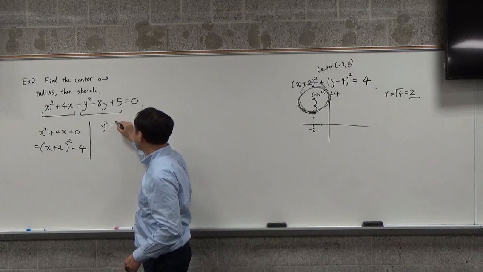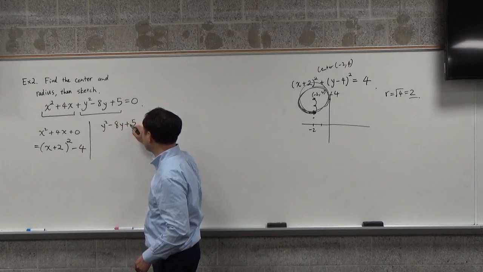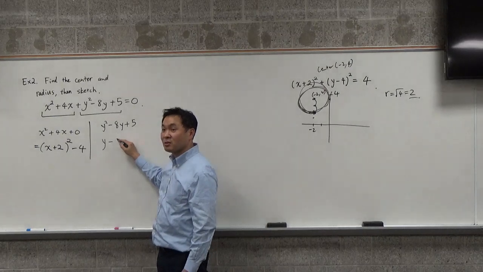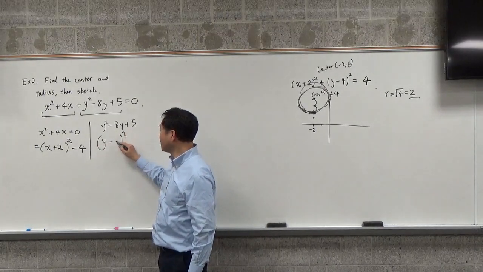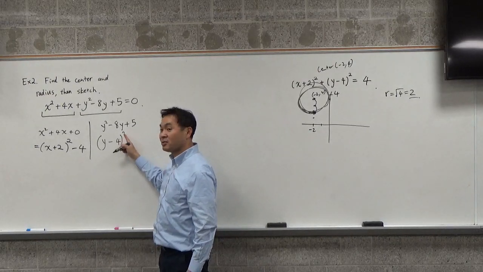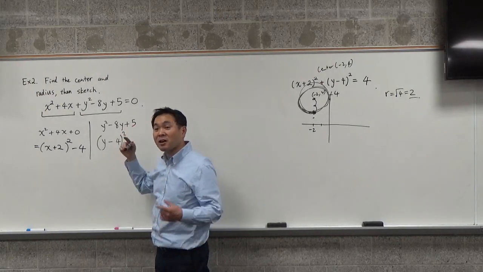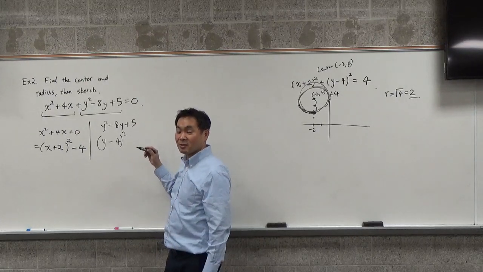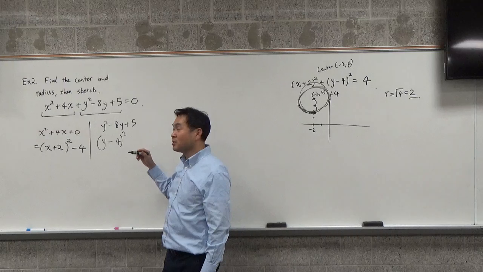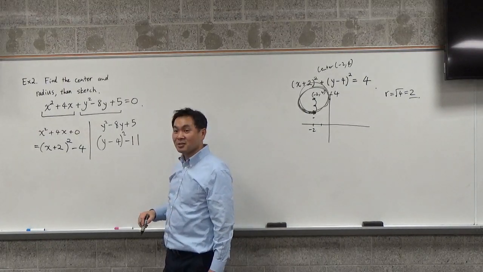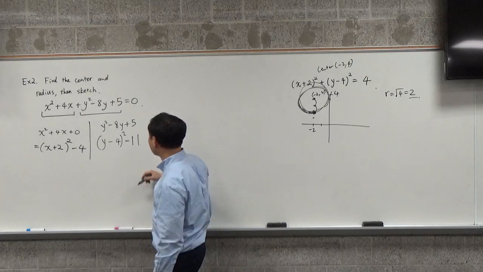Okay, and then let's do the same thing for the second part, y squared minus 8y plus 5. So what do I put inside? y minus what, squared? 4. Right? Then negative 4 squared is positive 16, right? 16 plus what gives you 5? 16 plus negative 11 gives you 5, right? Okay, so that's almost it.